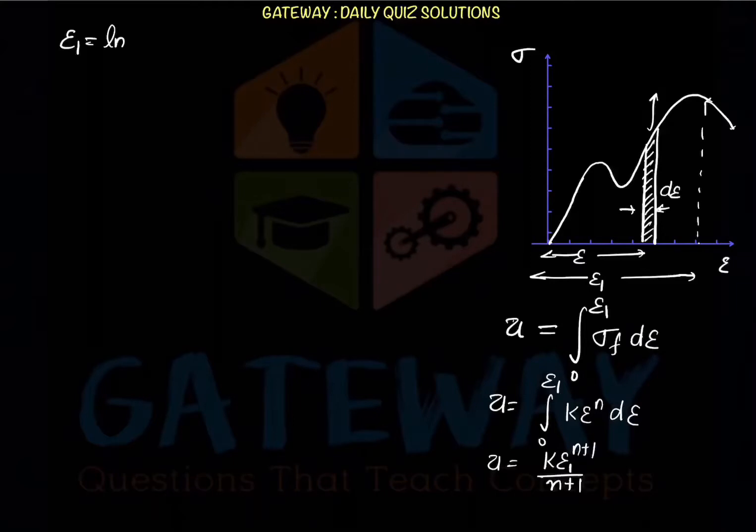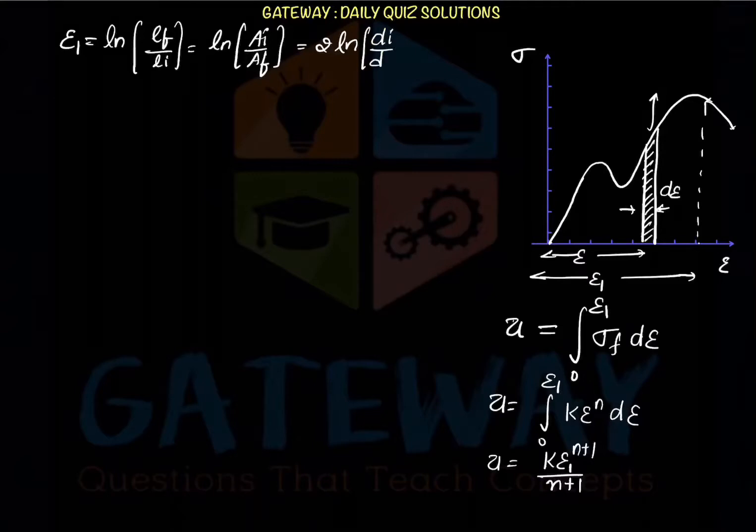So E1 is equal to Ln L final upon L initial, as we know true strain is equal to Ln of L final upon L initial. Here we can apply volume constancy: volume before is equal to volume after. From that we get L final upon L initial is nothing but A initial upon A final, right? And A initial upon A final is nothing but D initial upon D final whole square. That square comes out of the logarithm, so it is 2 times Ln D initial upon D final. D initial was given in the question as 10 and D final was given as 9.5. From that we get the true strain value as 0.1026.